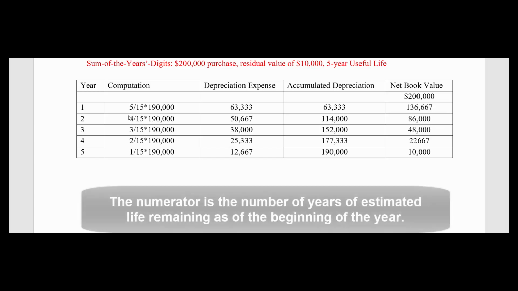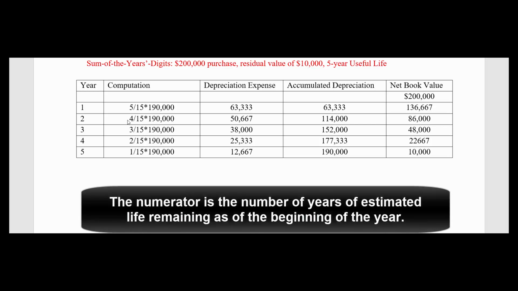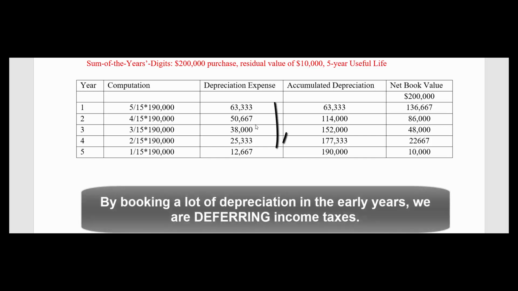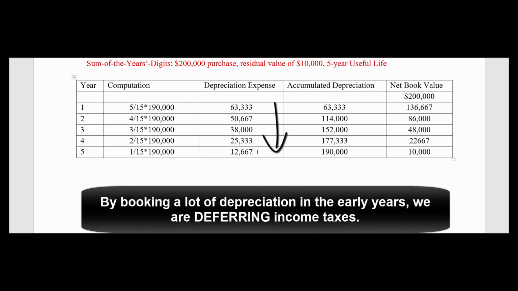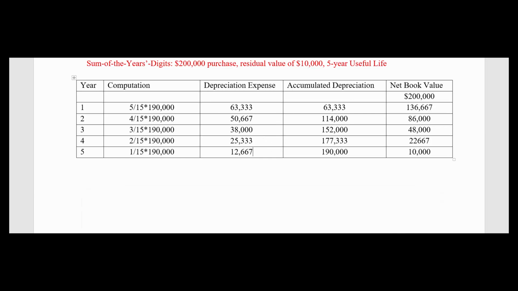Then the next year, there's 4 years left out of the total of 15. So 4 over 15 times the 190 gives you that much depreciation expense. And so you've got less and less depreciation expense in the later years, but you booked a whole bunch in the early years, reducing your income tax bill. So this was just one of the clever ways accountants came up with to justify booking a lot of depreciation expense early on to decrease their income tax bill early on.